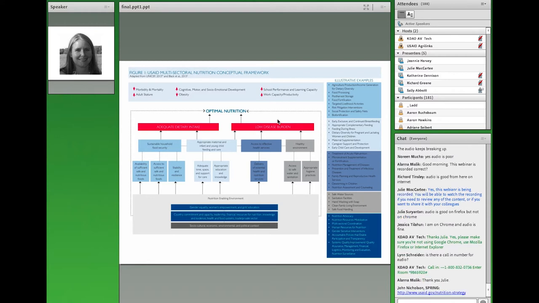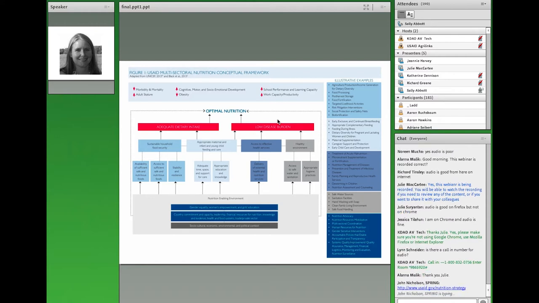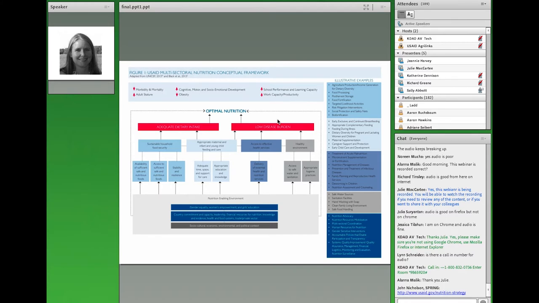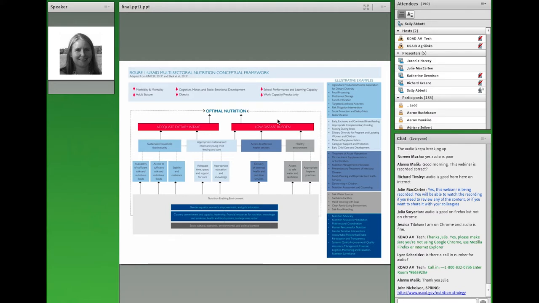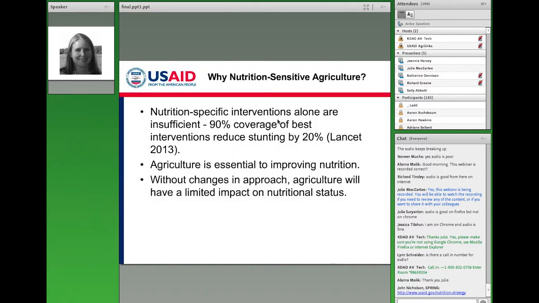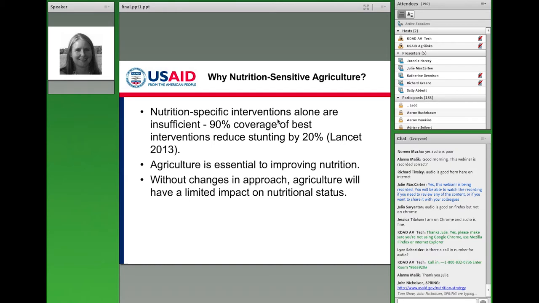This has been adapted from the UNICEF framework and is looking at how we get to improved nutrition. And really on agriculture, we're looking at the availability of sufficient, safe, and nutritious foods, access to sufficient, safe, and nutritious foods, and stability and resilience. I think agriculture can also address adequate time, care, space, and support for care. And that's something we're talking about because such a high number of women are working in agriculture that it is important to look at.